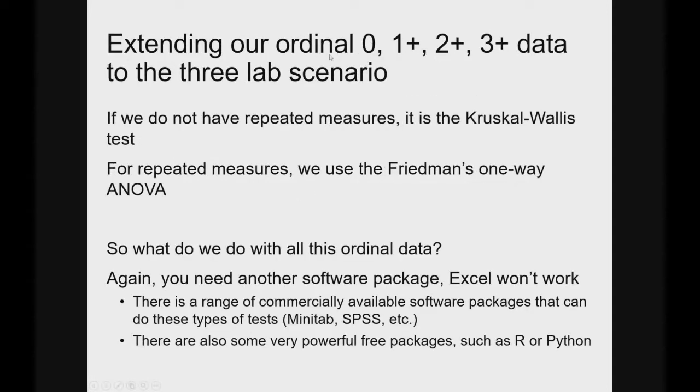We can extend our ordinal data into the 3-lab scenario. And again, if we have independent data, we get pointed to something called the Kruskal-Wallis test. If we have dependent data, repeated measures, it points us to something called the Friedman's one-way ANOVA. Okay, so why did I bother to show you this?